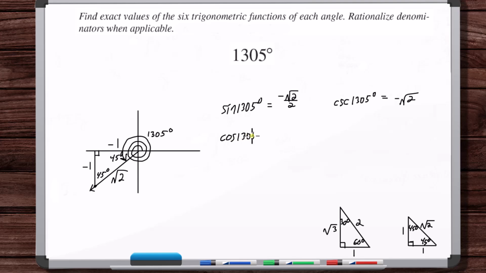Cosine of 1305 degrees is going to be the same. It's going to be the exact same, right? Adjacent over hypotenuse, so minus root 2 over 2. And then secant 1305 is going to be just minus root 2. Okay, tangent 1305 degrees is going to be 1. Cotangent 1305 degrees is going to be 1.